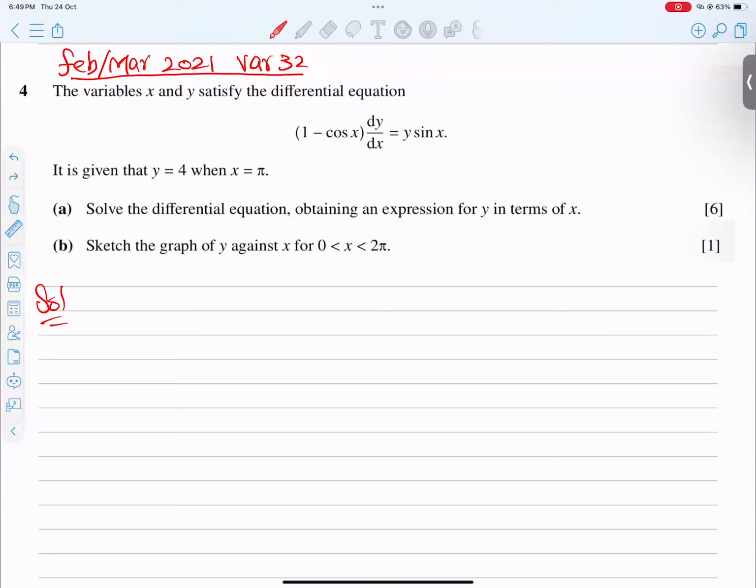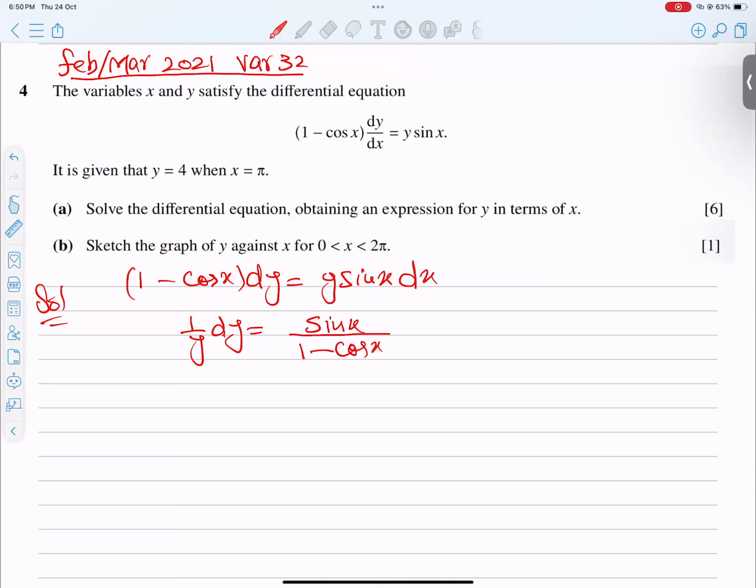So first of all, this dx will multiply there. Look at the way I do it: (1 minus cos x) dy equals y sine x dx. Make sure dx or dy will not go down. Never, never. So this y can go under dy. So I will get 1 over y dy, and the whole thing can go under it, so I will get sine x over 1 minus cos x dx. So step number 1, separation of variables, is done.